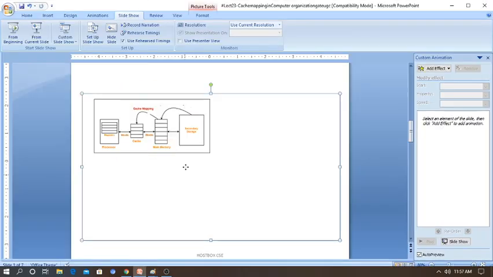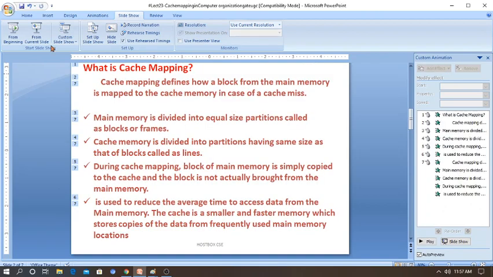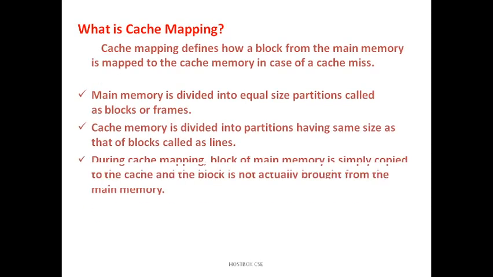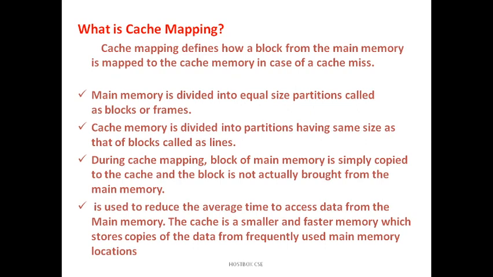If you want to improve cache performance, you need cache mapping techniques. Why go for cache mapping? Because if you want to improve the performance of the computer and cache, we need the support of this cache mapping technique. Moreover, these are used to reduce the average time to access data from the main memory, as the cache is a smaller and faster memory which stores copies of the data from frequently used main memory locations.